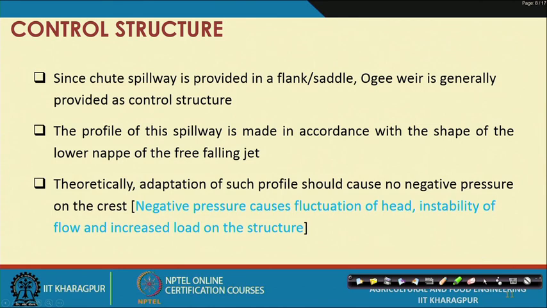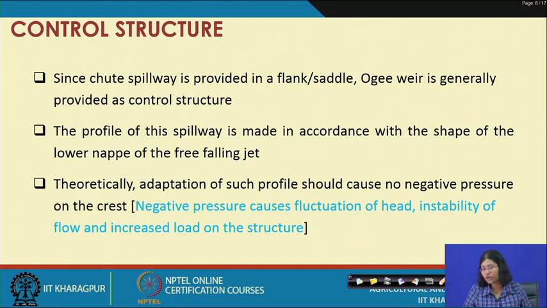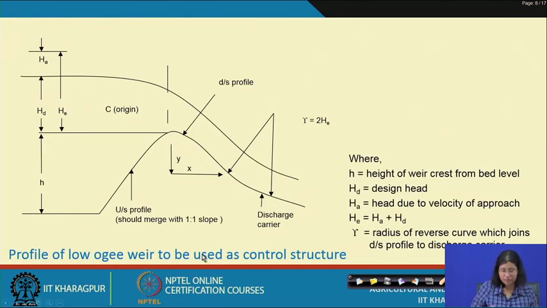Now, the control structure. There are different control structures. Since the chute spillway is provided in a flank or saddle, an ogee weir is generally provided as a control structure. The profile of the spillway is made in accordance with the shape of the lower nappe of the free falling jet. Theoretically, adaptation of such a profile should cause no negative pressure on the crest, and negative pressure causes what? The fluctuation of head and thereby instability of the flow and increased load on the structure. So, here you can see the profile of the ogee weir to be used as a control structure.